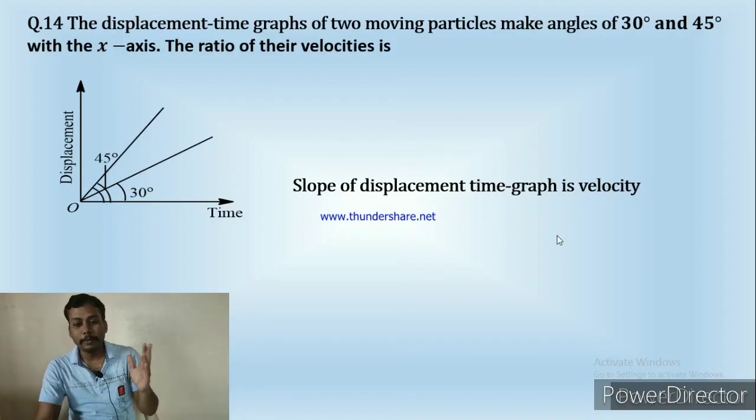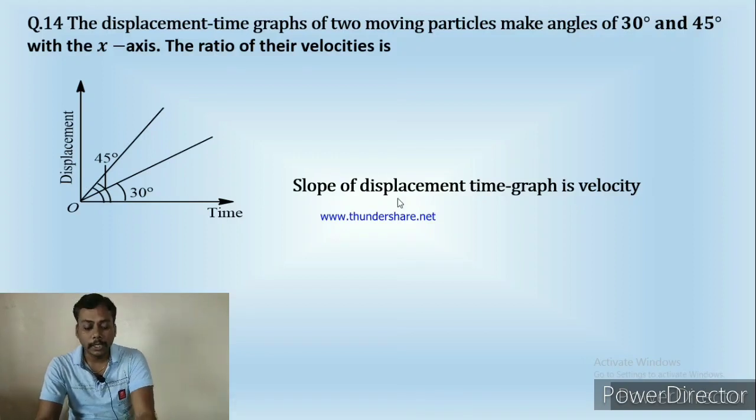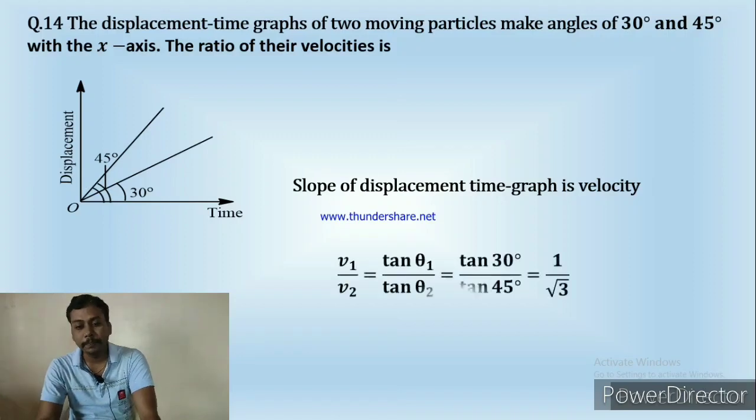We know from the previous lecture of revision notes of motion in a straight line, if we watch that video, then we see the slope of a displacement time graph is called velocity. It means that here this is the displacement time graph, so the slope of these graphs is velocity, and the formula for slope is tan theta. So V1 for the first graph is tan theta 1 and V2 is tan theta 2. So what is theta here? For the first, theta is 30 degree and for the second, theta is 45 degree.